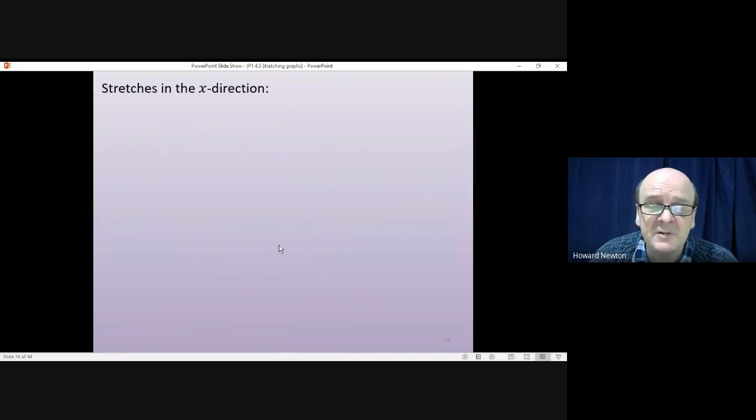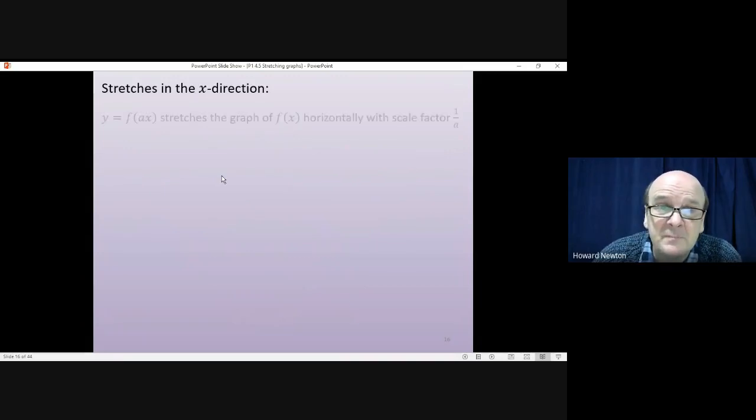Stretches in the x direction are slightly more confusing. As with translations, the opposite thing happens to what you would expect when you adjust the x values. So y equals f of ax. So we're multiplying the x values by some constant a.